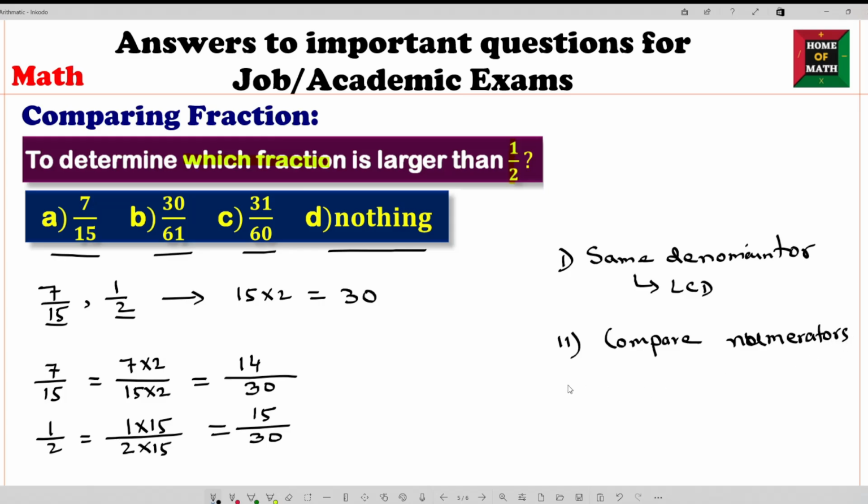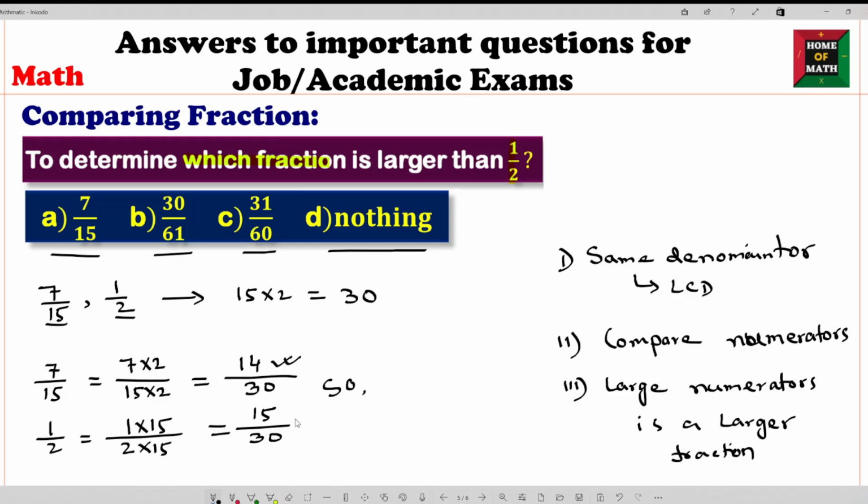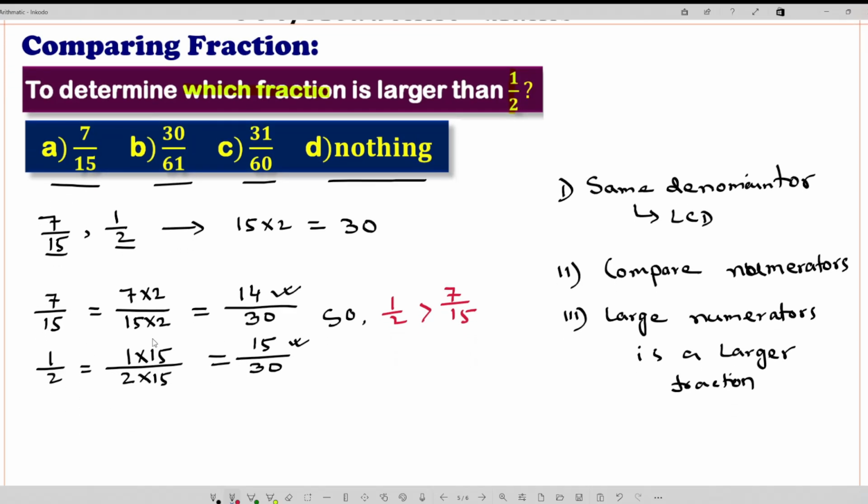Numerators, and the larger numerator is the larger fraction. So here the numerator is 14 and here it is 15. It means 1 by 2 is larger than 7 by 15. So 7 by 15 is out.